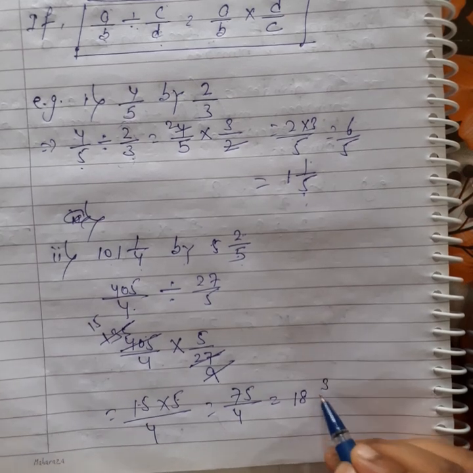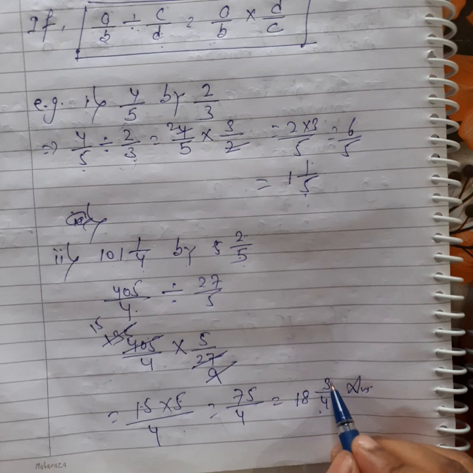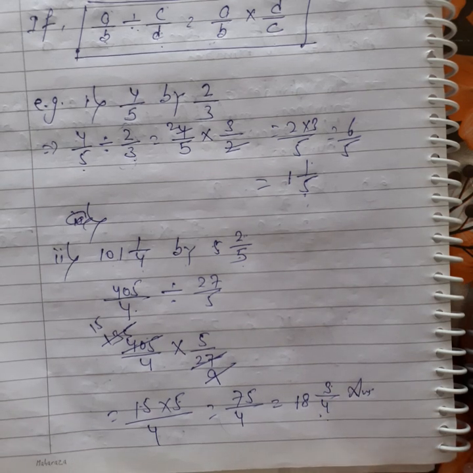It becomes 18 whole 3 by 4. 18 times 4 is 72. 72 plus 3, 75 by 4. Okay.